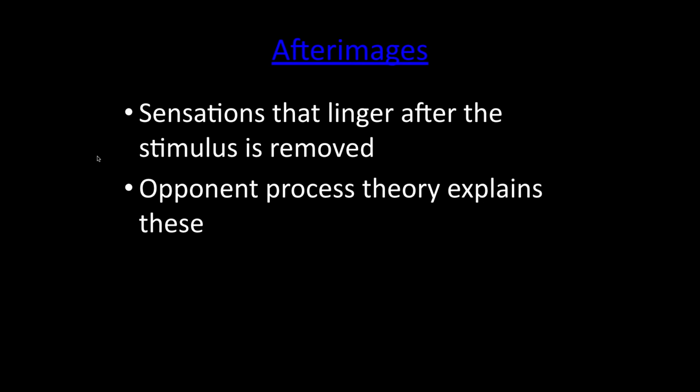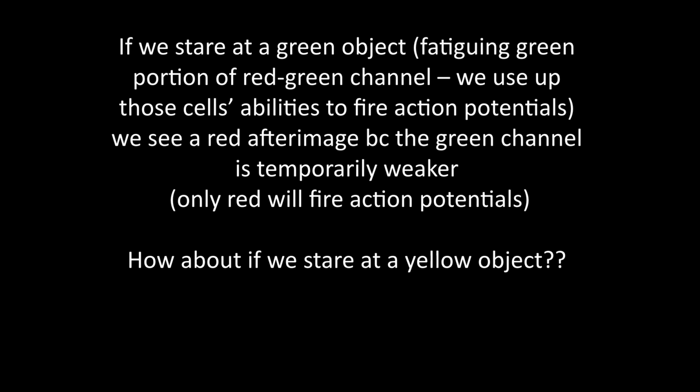Opponent process theory explains why we see after images. After images are sensations that linger even after a stimulus is removed, and opponent process theory explains this. We're going to look at an example of one right now. So if we stare at a green object, we are fatiguing the green portion of that red-green channel that we just looked at a second ago.